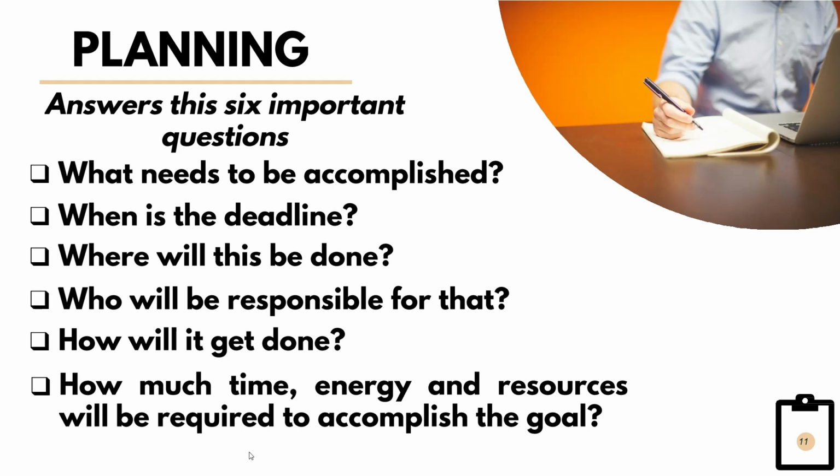Number 3, where will this be done? So it talks about the location where you're going to perform or do some actions to achieve your goals. So when will the tasks or activities take place? Number 4, who will be responsible? So planning assigns also responsibilities. So you will be answering the question, who is in charge of each part of the plan?